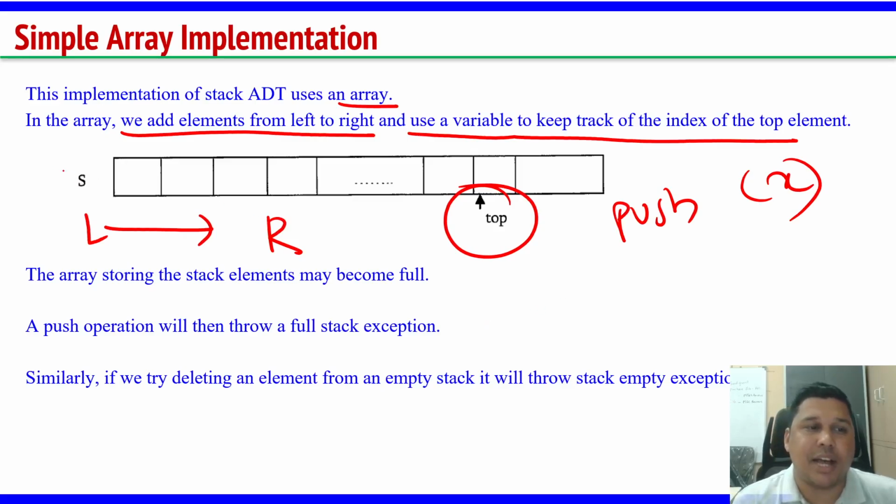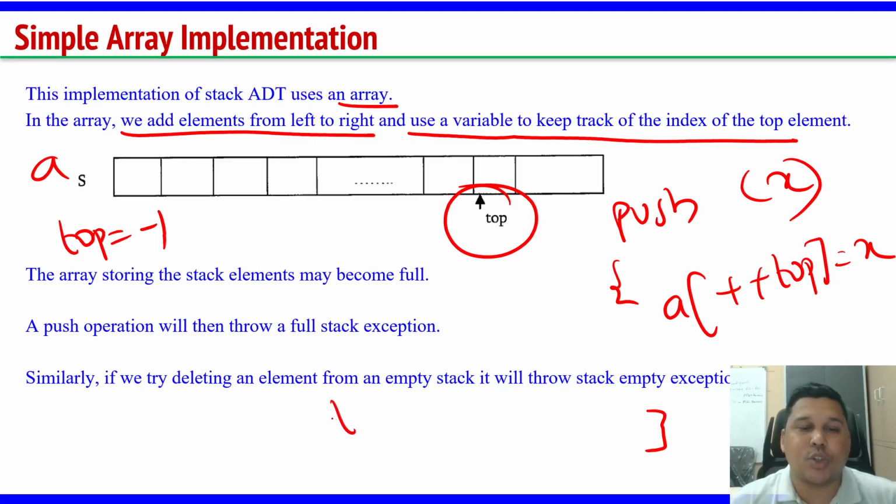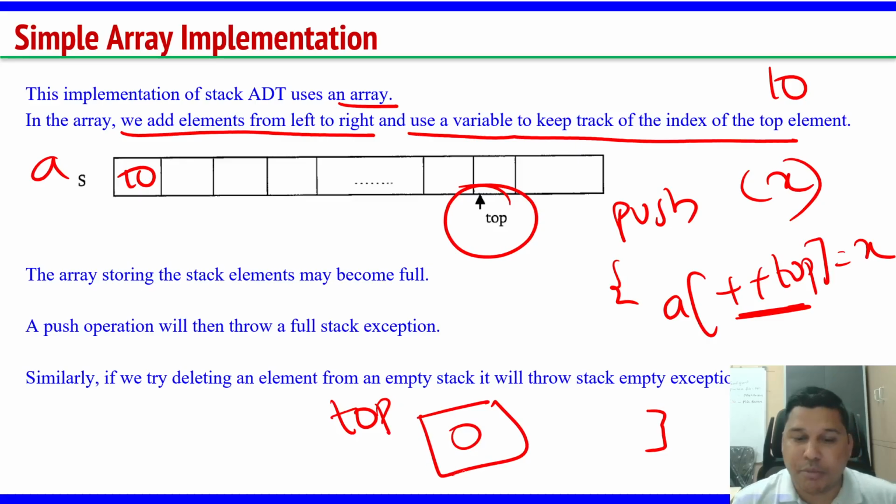If the array is empty, assume this is my array A, it is empty currently, there are no elements. When it is empty, my top value will be -1. So, when I want to do the push operation, simply A of ++top is equal to x. So, what was the top value? Top value was -1. Now, when I do plus plus, it becomes 0, right. So, there I am putting x, maybe I am pushing 10, so 10 comes here. Now, my top value became 0.